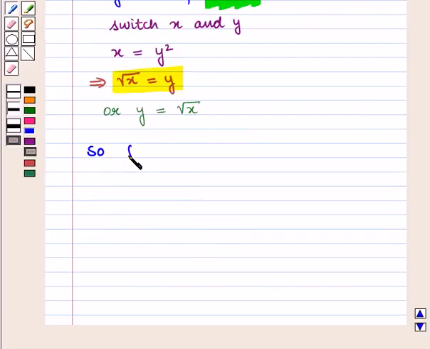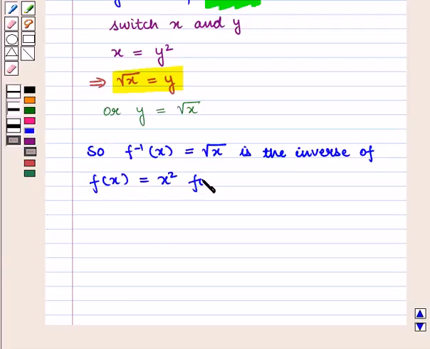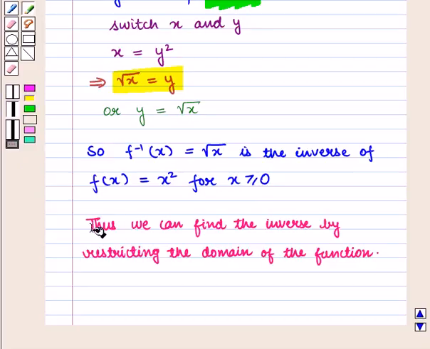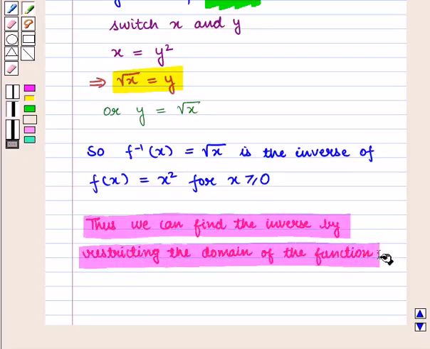So now f inverse of x is equal to square root of x is the inverse of f of x is equal to x square for x is greater than or equal to 0. We also notice that there is no plus minus sign because we have restricted the domain to x is greater than or equal to 0. Thus, we can find the inverse by restricting the domain of the function.